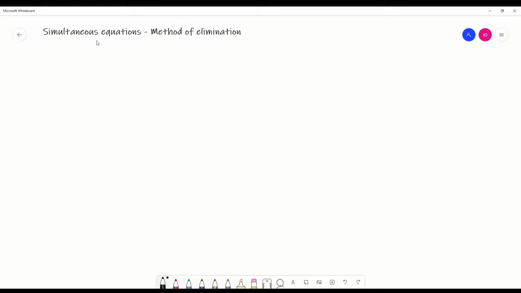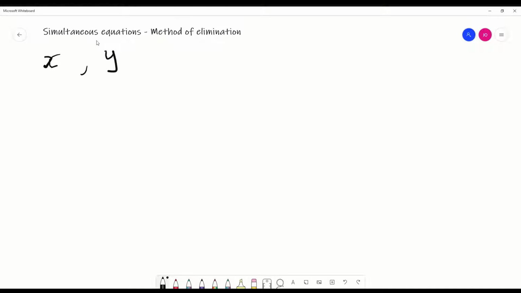Okay, today we're looking at simultaneous equations, and we'll be looking at the method of elimination. Simultaneous equations involve working with two unknown variables. These variables usually are x and y. So if you have two sets of equations, each equation would have two unknown variables, x and y, and you would be tasked with finding x and finding y.